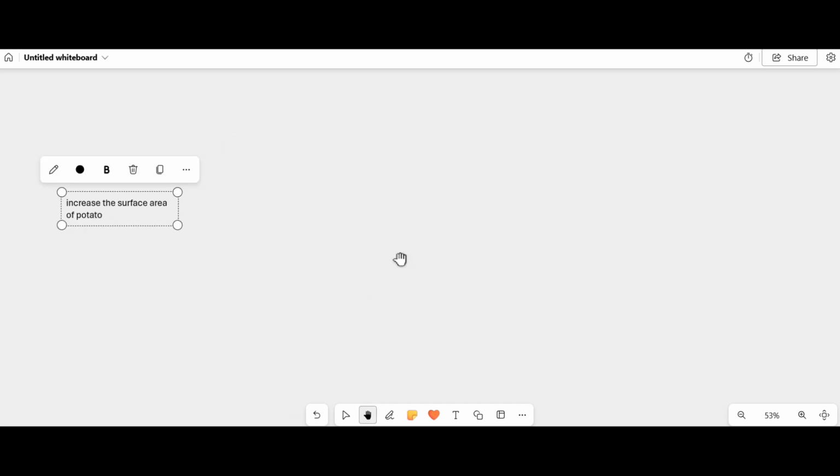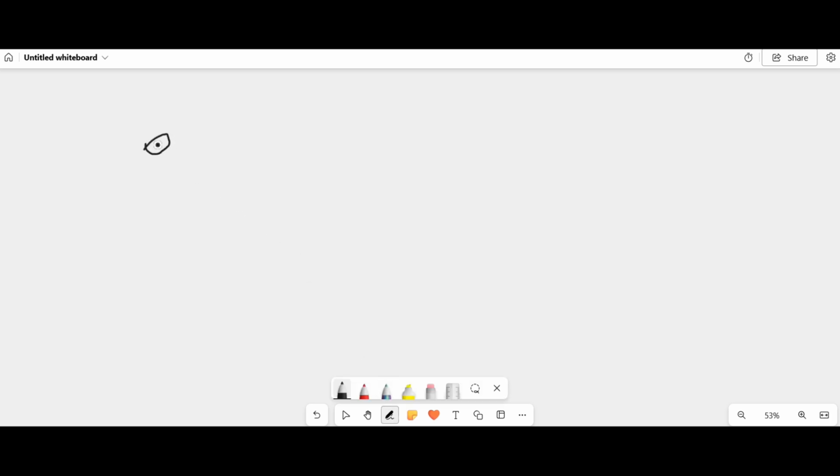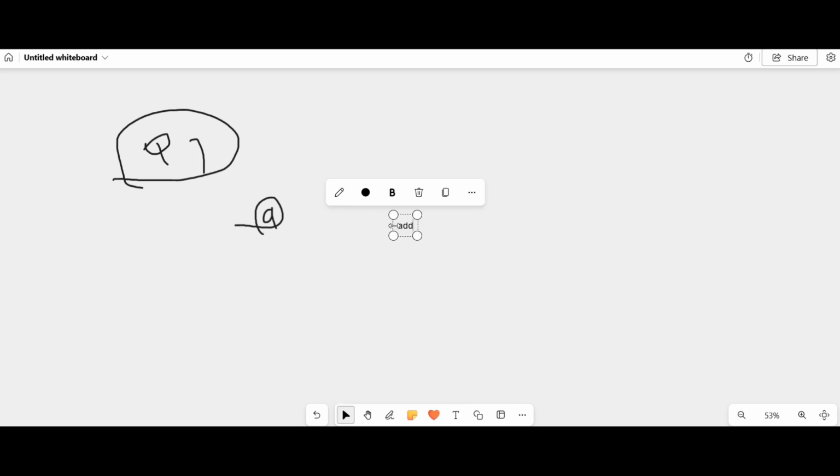Cool. Question 7, yeah. Describe the biochemical test to confirm the presence of protein in a solution, yeah. So obviously add biuret, yeah. So add biuret reagent.